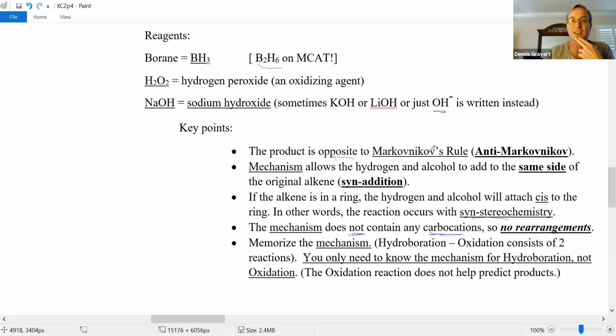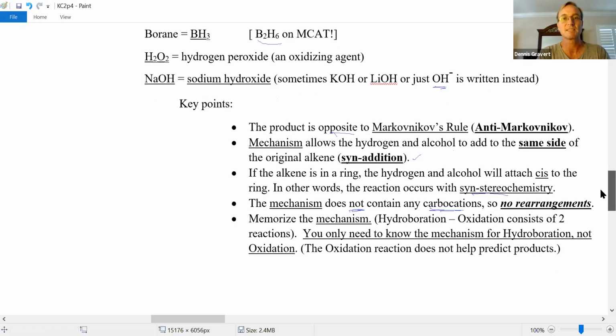It's opposite Markovnikov's rule; anti-Markovnikov is the name for that. The mechanism ends up being syn addition, the same side for the H and the OH. No carbocation rearrangements. Yay! All right, let's see this nice and quick mechanism.